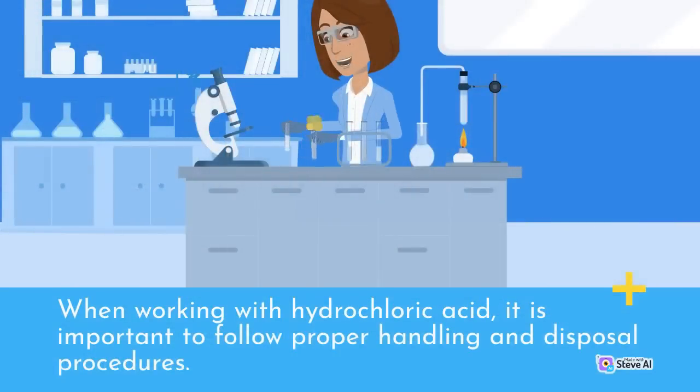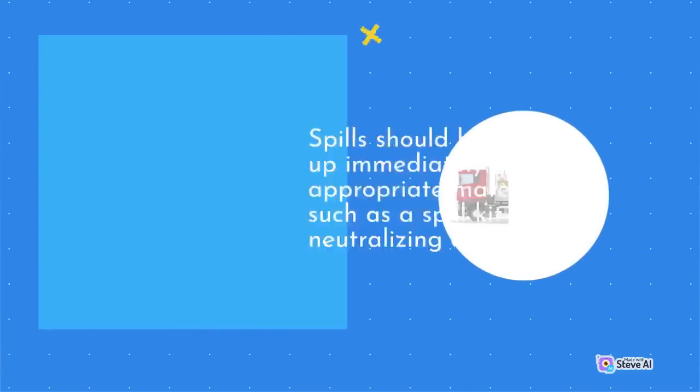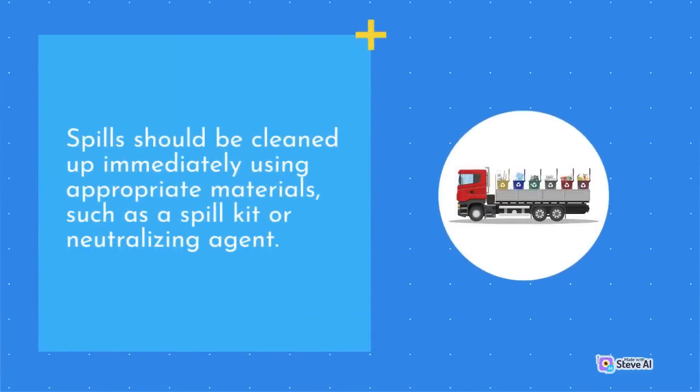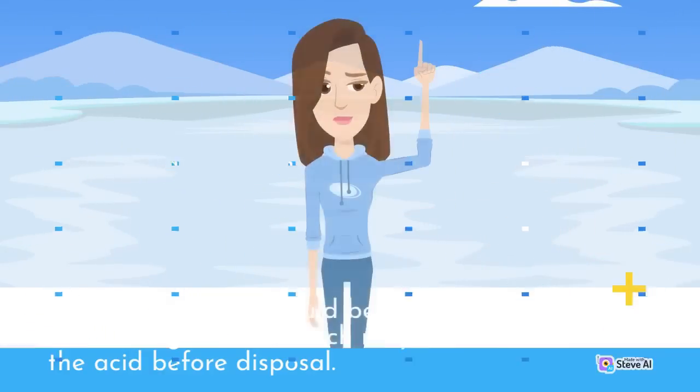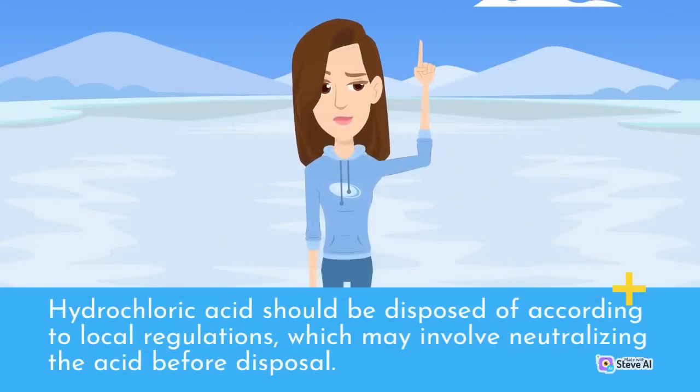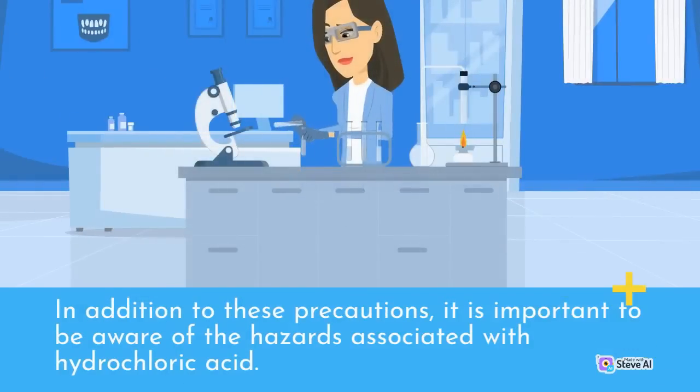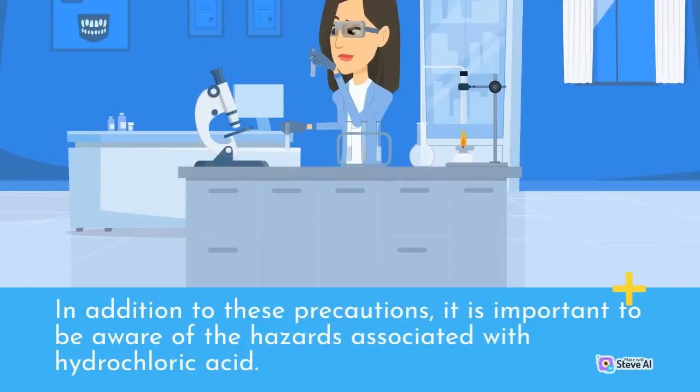When working with hydrochloric acid, it is important to follow proper handling and disposal procedures. Spills should be cleaned up immediately using appropriate materials, such as a spill kit or neutralizing agent. Hydrochloric acid should be disposed of according to local regulations, which may involve neutralizing the acid before disposal. In addition to these precautions, it is important to be aware of the hazards associated with hydrochloric acid.